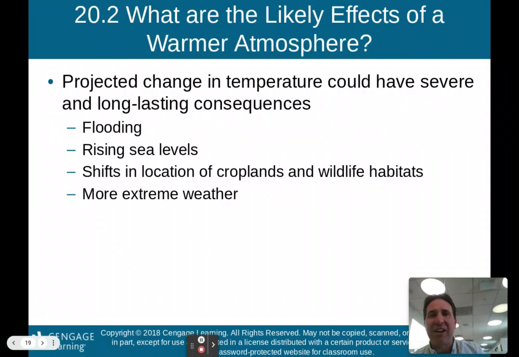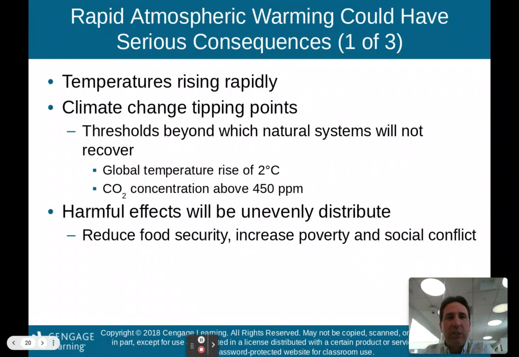So what are the likely effects of a warmer atmosphere? Well, the projected change in temperature could have severe and long-lasting consequences, like increasing flooding. We spoke about the rising sea levels because of the melting ice, shifts in the location of croplands and wildlife habitats, but again, too quick of a shift. Nature can handle a slow shift, right? Evolution, we can deal with it. Migration. The problem is when it happens really quickly like it's happening now, it's very, very hard to adapt. In addition, there could be more extreme weather.